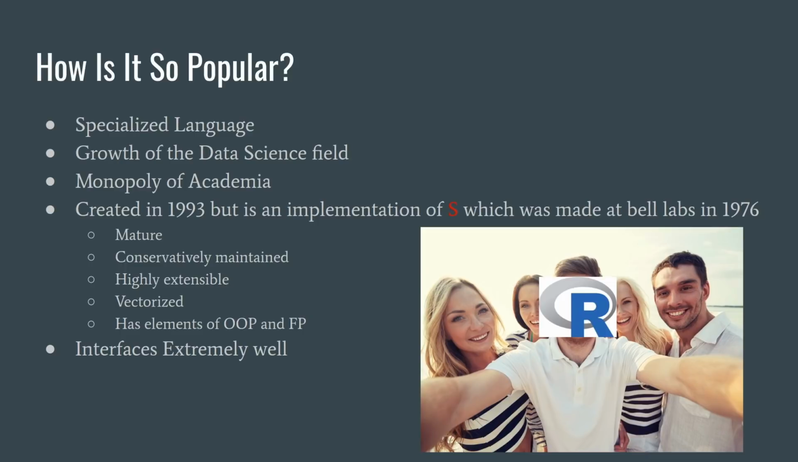R was created in 1993, but it is an implementation of the S language, which was made at Bell Labs in 1976. So R is a mature language. It is conservatively maintained. The base package of R, not the packages that you can actually import, but R itself, the language, is very rarely changed. And when it is, it's usually with the utmost backward compatibility in mind. So changes to R rarely will break, and you can write base R code, and 20 years later, it will usually still run exactly how it ran before.